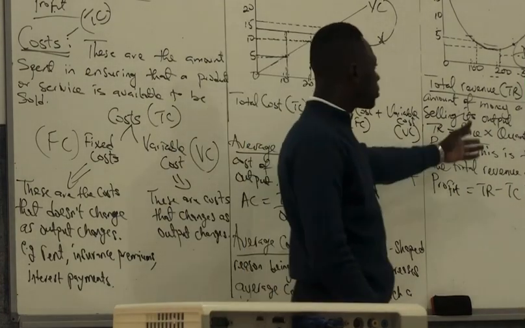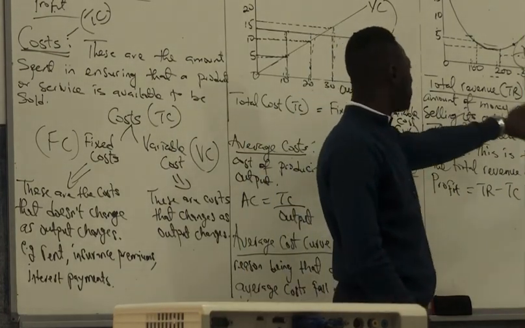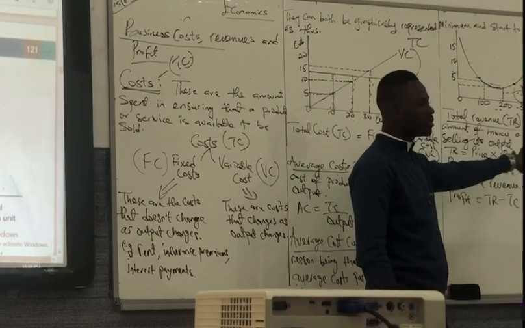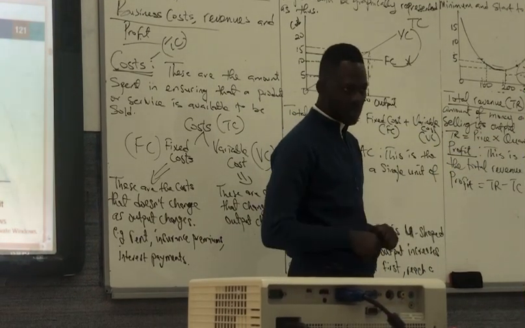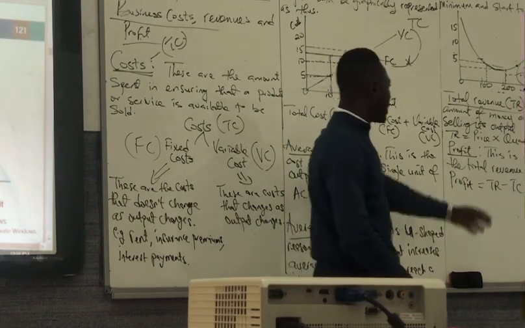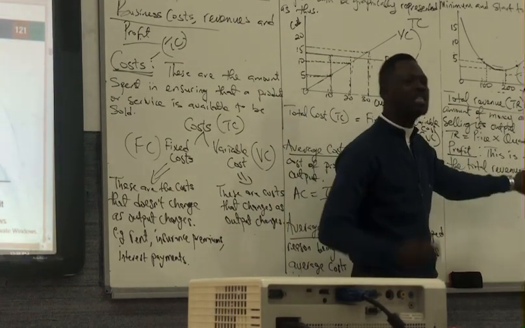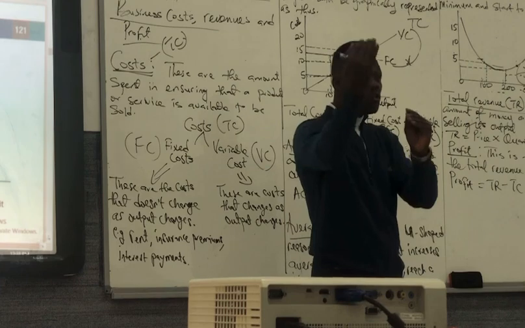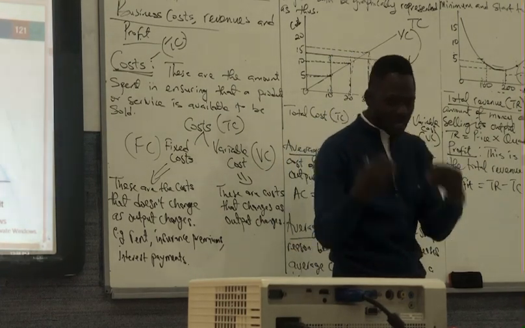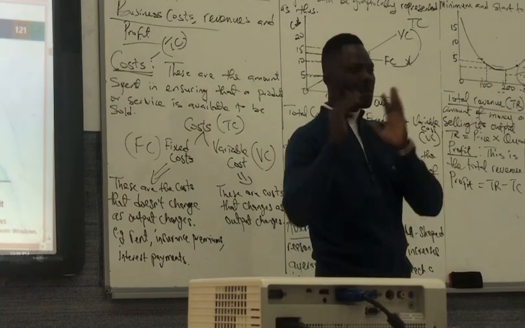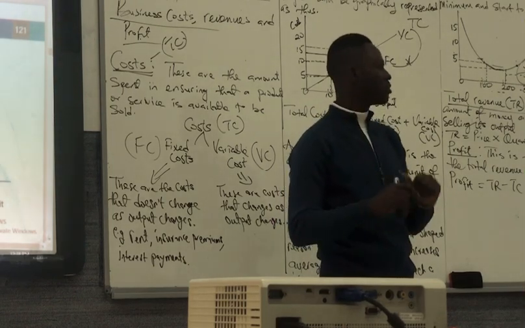Okay. Then for total revenue, this is the amount of money a firm receives from selling its output. The amount of money you make from selling your product is your total revenue. The formula for total revenue is the price of the product multiplied by the quantity you sold. So if you sell 100 for 5, you make 500. That's the total revenue. Is it clear?